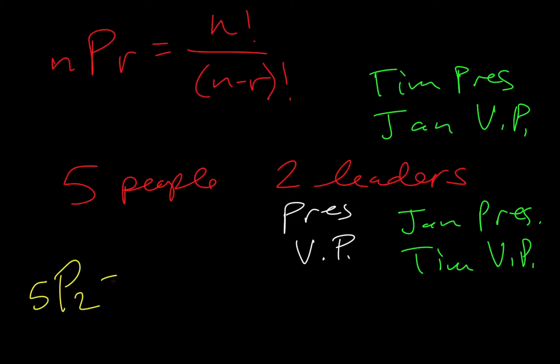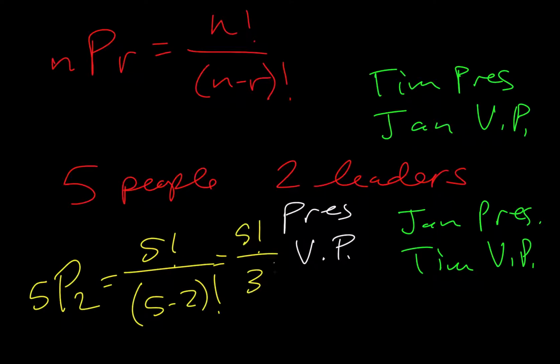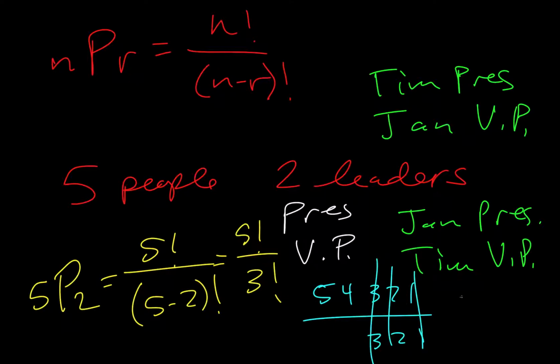5P2, 5 factorial over 5 minus 2 factorial. So that would be 5 factorial over 3 factorial. And if we write those out, we get 5, 4, 3, 2, 1 over 3, 2, 1, multiplied together. Those cancel. 5 times 4 is 20.